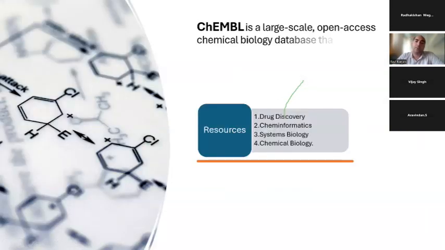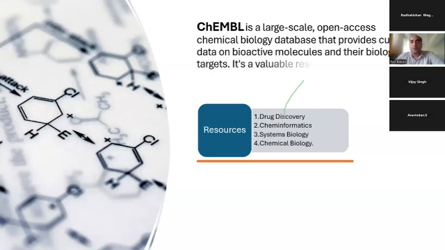Now next we will talk about ChEMBL. CH represents chemical, and EMBL, we are all aware, is the European organization that is a leading organization in biology sciences. So it is a large-scale open access chemical biology database that is an available resource for researchers, and it provides systems biology and chemical biology methods and information.